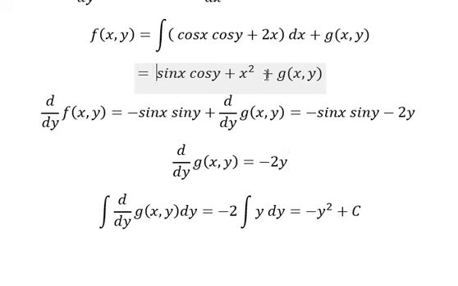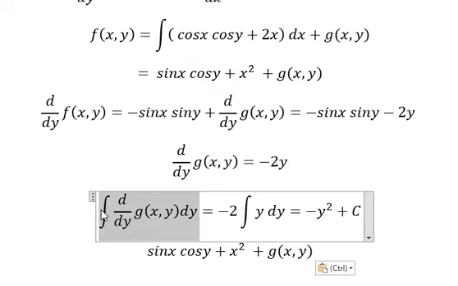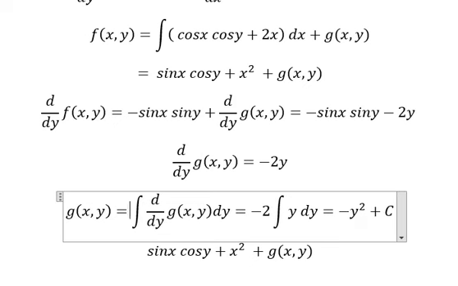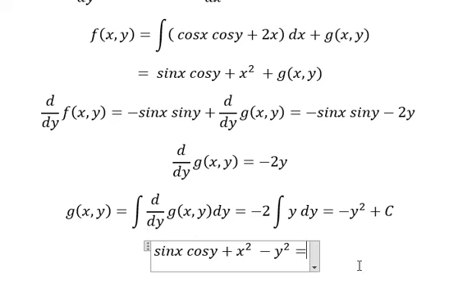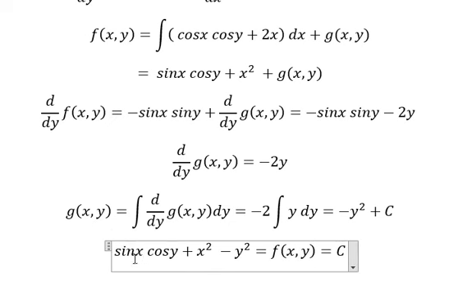Now we go back in here. The integration of this one, we have 3xy. 3xy equals to this one. And we know that this one equals to f(x,y). f(x,y) equals to c. And now we can simplify like this.